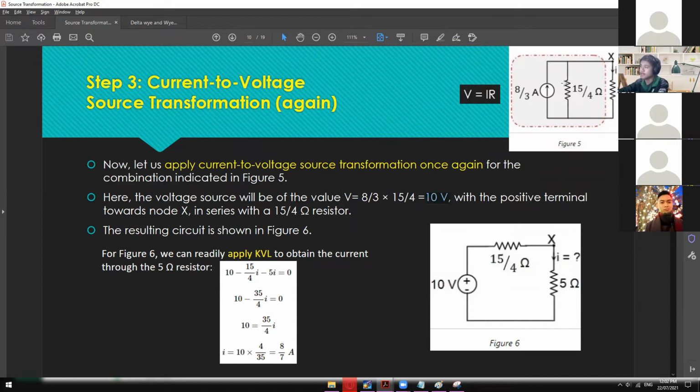And of course, from parallel, it will become a series connection. From here, you can simply add those two, 15 divided by 4 plus 5, which gives you the total resistance, and then eventually get the total current, which gives us the same result as 8 over 7 ampere. I'm just showing that you can also apply KVL if you want, but to make it simple, you can apply Ohm's law only. Since they are in series, you can just add them and get the total current, and whatever current you get is already the final answer.